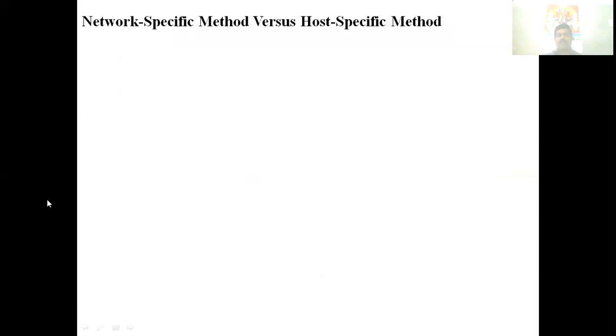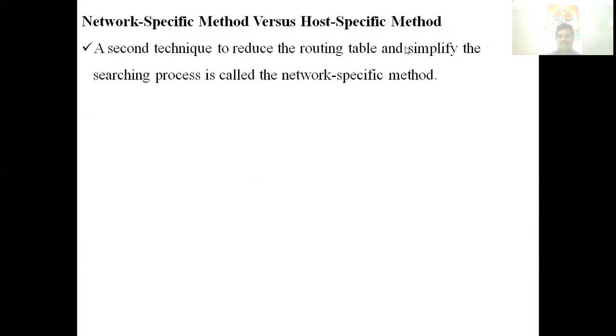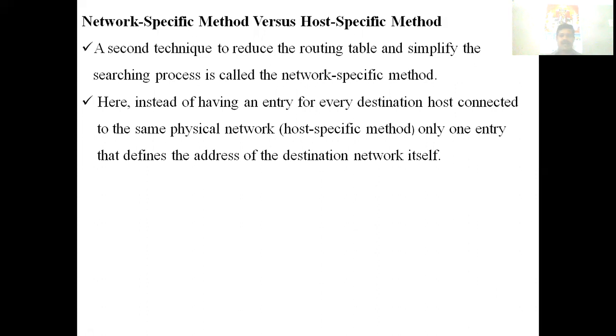So the next one is the host specific method. The second technique to reduce a routing table and simplify the searching process is called the network specific method. Here, instead of having an entry for every destination host connected to the same physical network, you have only one entry that defines the address of the destination network itself.